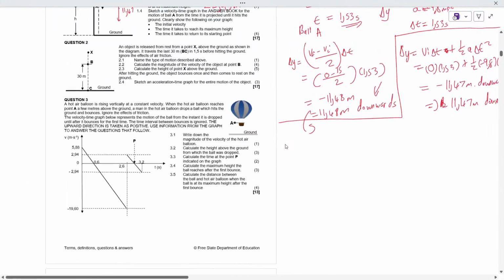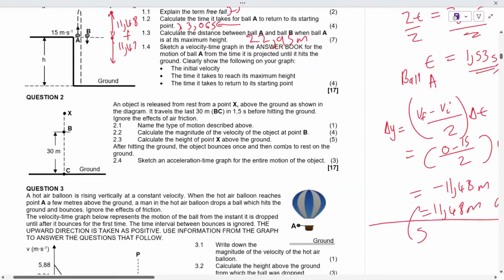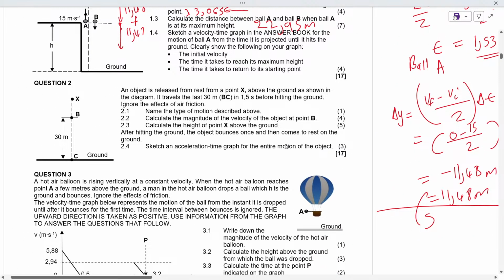Okay, question 2. Oh, we are in question 2 now. Yes, it is so little, that's why I missed it. It says an object is released from rest from point X above the ground as shown in the diagram. It travels the last 30 meters BC in 1.5 seconds before hitting the ground. Ignore the effects of air friction.